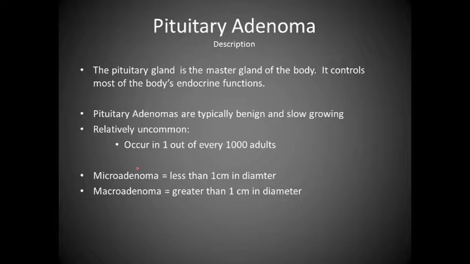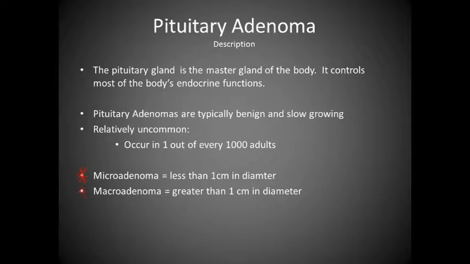So that brings us to a pituitary adenoma. The pituitary gland is the master gland of the body. It controls most of the body's endocrine functions. Pituitary adenomas are typically benign and are slow growing. They are relatively uncommon, which occur in 1 out of every 1,000 adults. Microadenomas are less than 1 centimeter in diameter, whereas macroadenomas are greater than 1 centimeter in diameter.